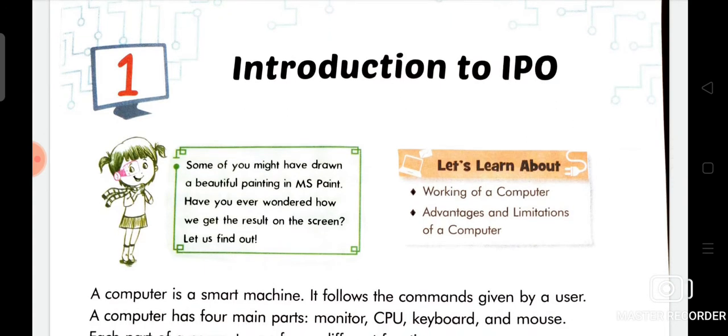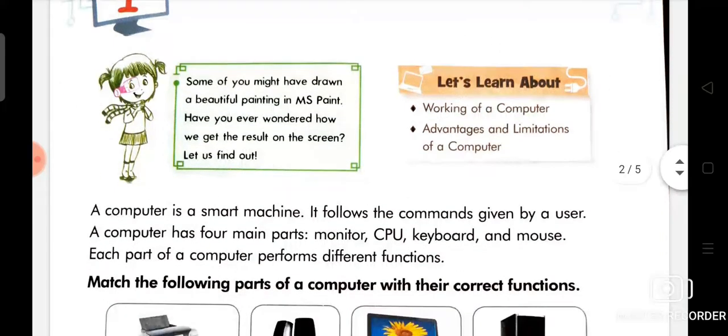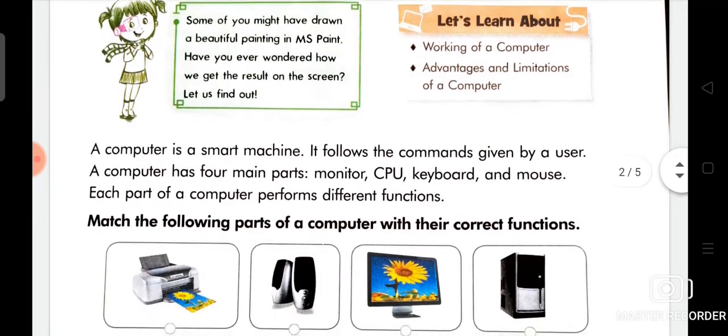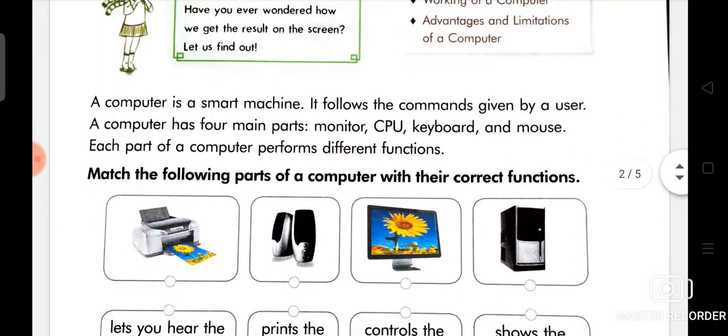In this chapter, we learn the working of a computer, and the advantages and limitations of a computer. Now I am going to start the chapter. A computer is a smart machine. As you know very well, it follows the commands given by a user, and a computer has four main parts: monitor, CPU, keyboard and mouse. Each part of a computer performs different functions.